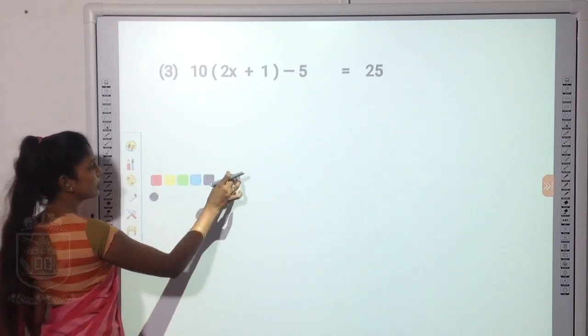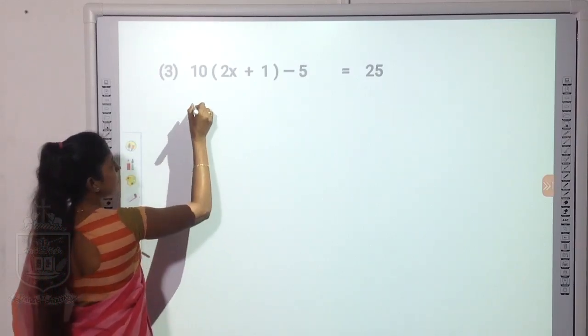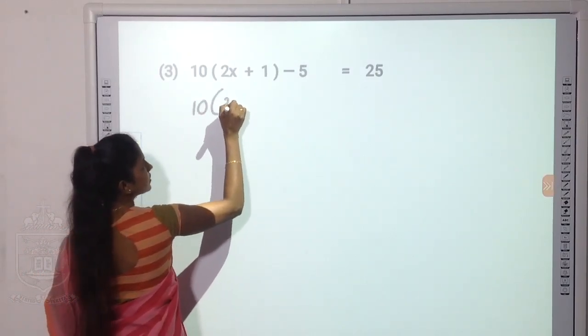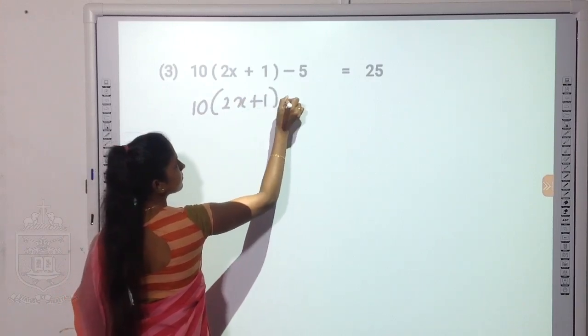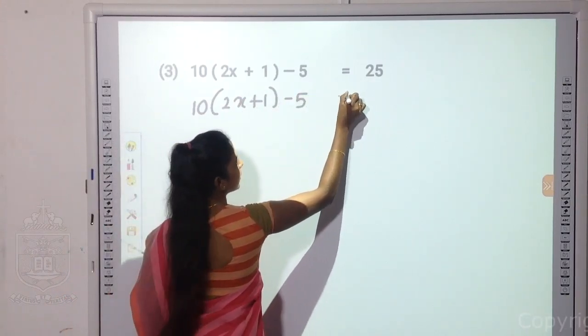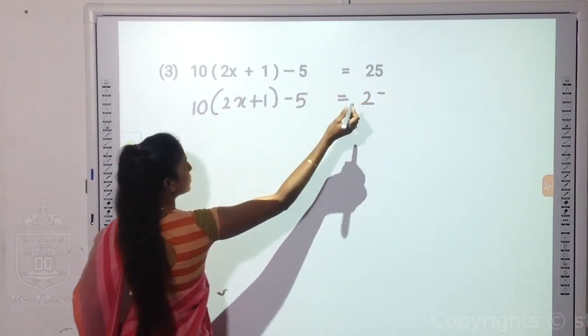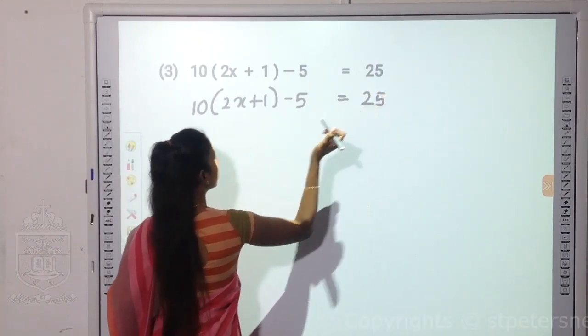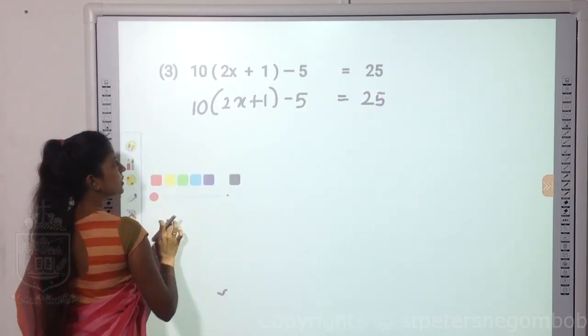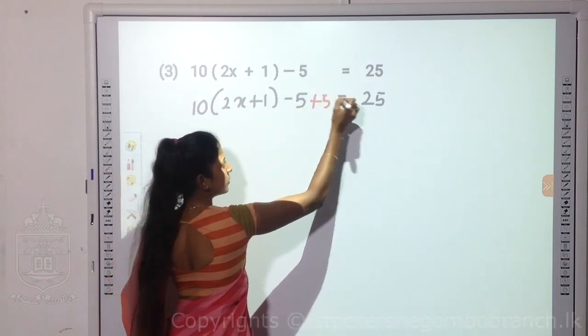So you know that in order to remove 5, right, this is the equation we have, 2x plus 1 minus 5 equals 25. So in order to remove 5, we can add 5 to both sides. So let's add 5 to both sides.